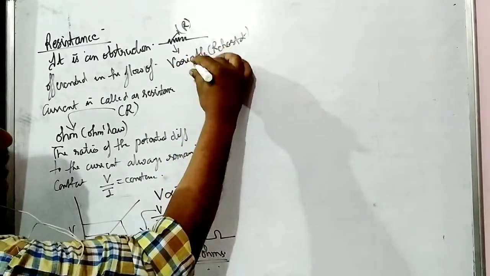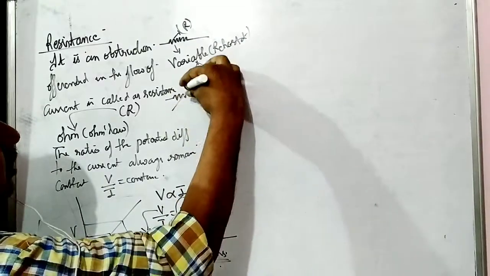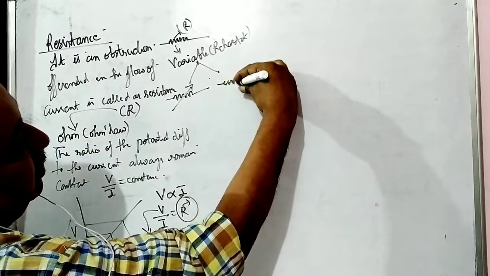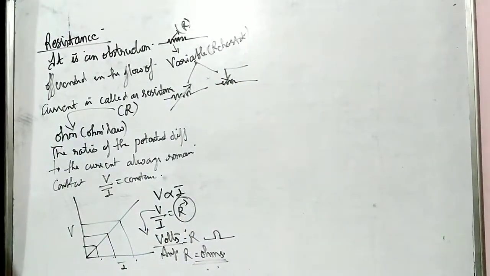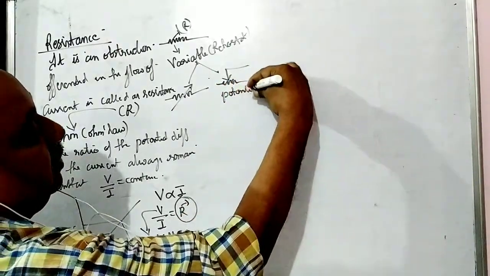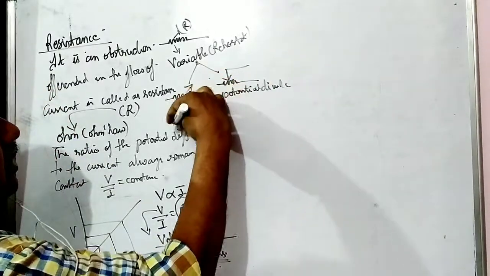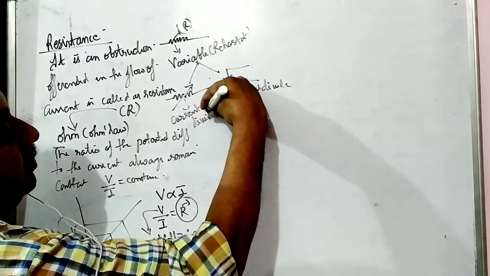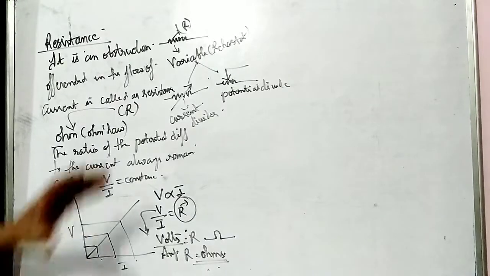It is represented in two ways, like this. One acts as a current divider, and the second, when the resistance is used in symbolic form, is represented by an arrow sign. So it acts as a potential divider, and this acts as a current divider. Is this clear? In the circuit, the symbol can be used.